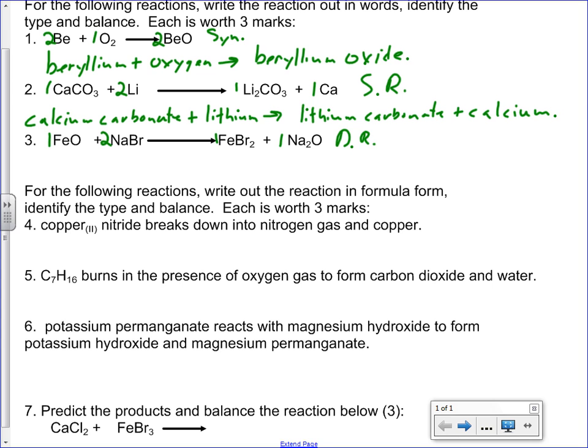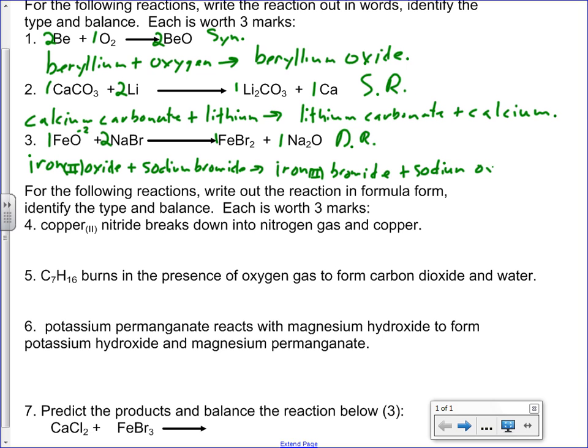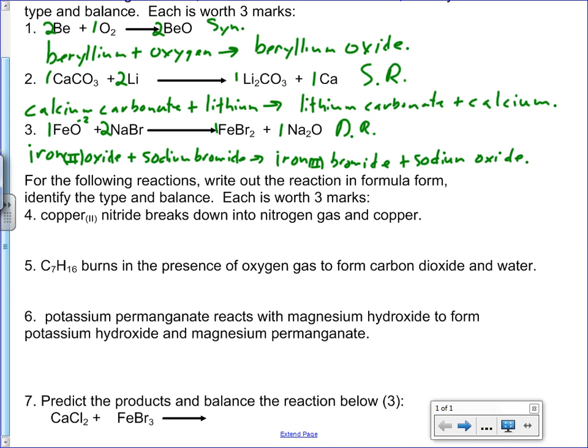Okay, written out in words. This one may get a couple people because what does iron need? A Roman numeral, and in this case, it's 2. All right, so iron, Roman numeral 2, oxide, okay, plus sodium bromide gives iron 2 bromide plus sodium oxide. Okay, so 1 mark for written in words, 1 mark for balance, 1 mark for DR. Questions on the first 3?